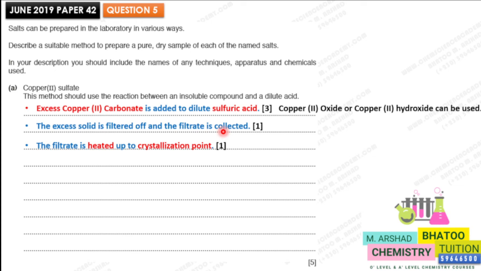You finish at 5 marks. But only by mentioning pure dry sample, we can continue. Once you have heated it up to crystallization point, when the solution cools, you will obtain your crystals. You can collect the crystals now, wash with an organic solvent, and dry between filter papers. That's how you can proceed.